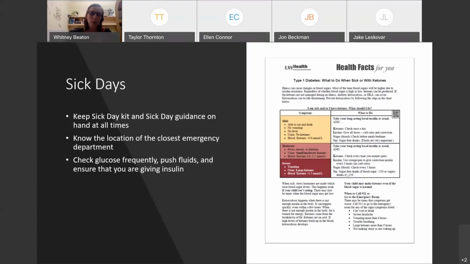And then when you're sick, you want to check your blood sugars frequently, drink plenty of fluids, and ensure that you're giving insulin. I think the biggest thing with sick day is if you are not feeling well, don't just check your blood sugar. Make sure you're always checking ketones with that, because a normal blood sugar alone doesn't mean that things are in the clear. So go ahead and follow the sick day plan. If you're ever in doubt, we are still here 24 hours a day to answer those questions to help you get through sick day management.